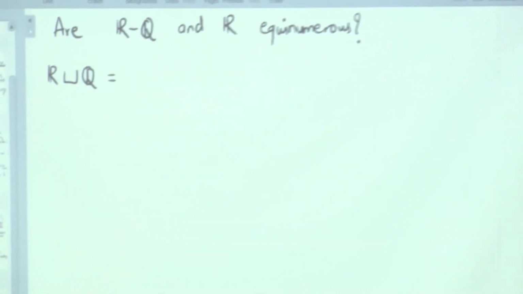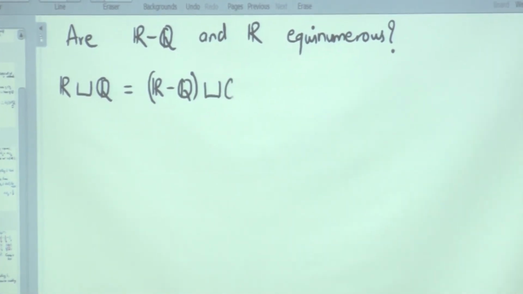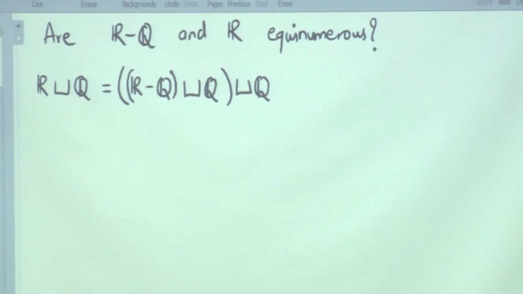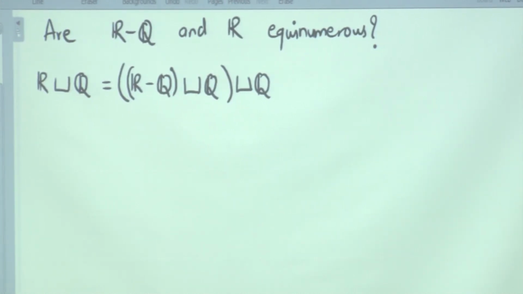Okay, I'm going to write it down. So let us start with this. All of you understand disjoint union? Okay, so R disjoint union Q is equal to R minus Q disjoint union Q. I simply partitioned reals into irrationals and rationals, and then there is one more copy of rationals. Now using associativity of disjoint unions, I can simply write it down as R minus Q disjoint union Q disjoint union Q.